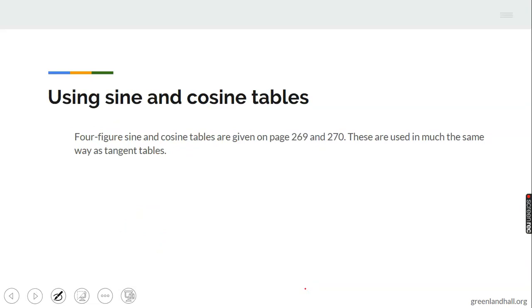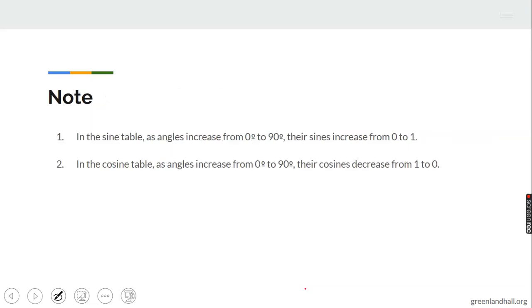Okay, now let's look at what we have using sine and cosine tables. As I've mentioned earlier, if you don't have your 4-figure table, you can use your mathematics textbook. You just turn to pages 269 and 270. On 269, you have your sine table, and on 270, you have your cosine table.